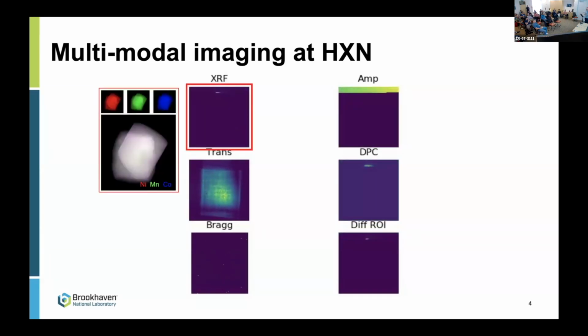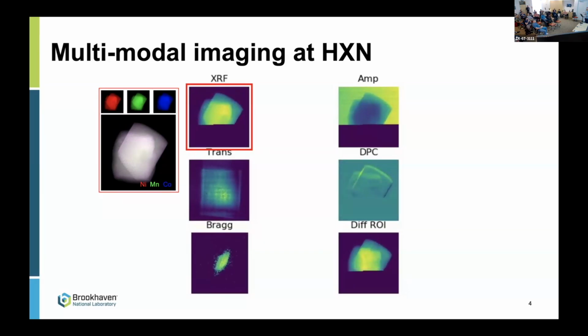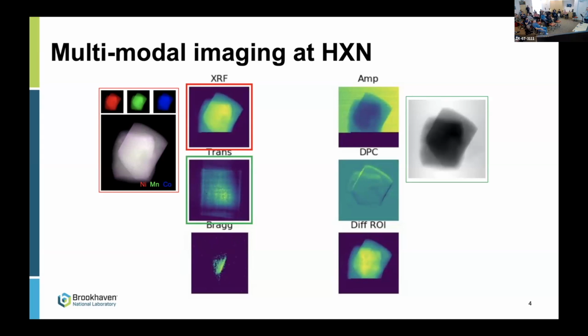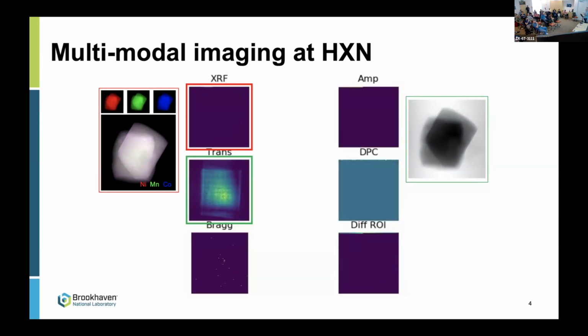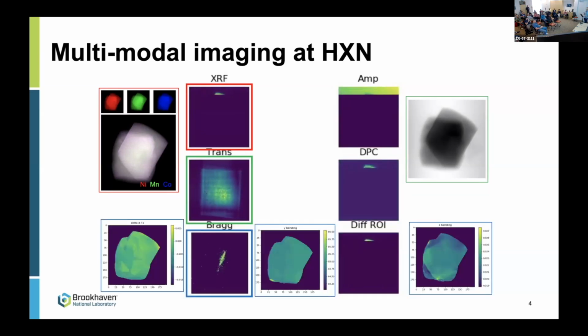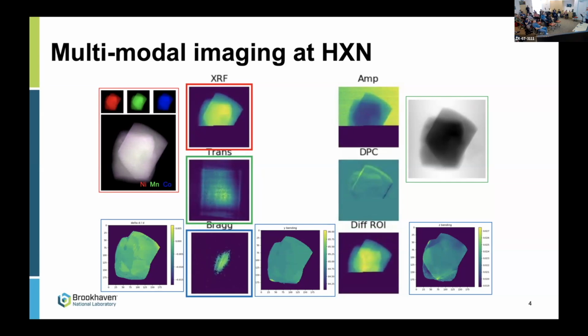We can further run spectral fitting to obtain the elemental distribution for each single component in the sample. And using the transmitted scattering pattern, we can reconstruct a phase contrast image using either DPC or ptychography reconstruction algorithms. And by tracking the Bragg peak at each scan position, we can obtain 3 maps representing the lattice distortion. And we can obtain all this information simultaneously. And this is our version of multimodal imaging.